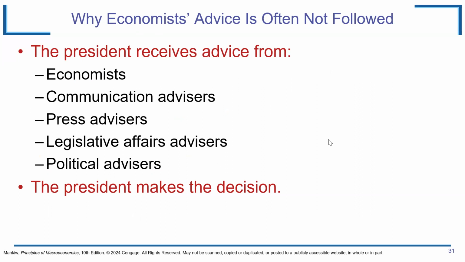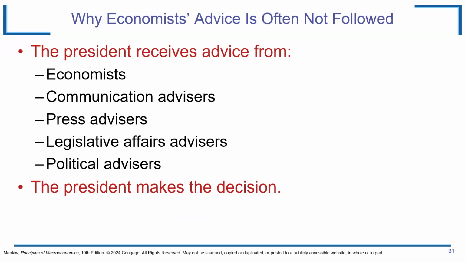So why is the economist's advice often not followed? Okay, so the economist is one of the important sources of information for the decision maker, but it is not the only source of information. So, for example, if you look at the cabinet or the advisory group for the president, it normally comprises several important personnel. The first group is economists.